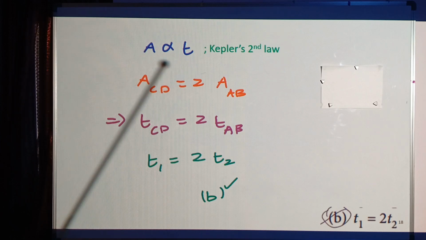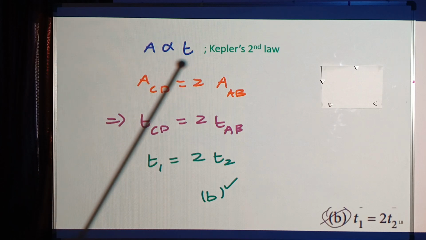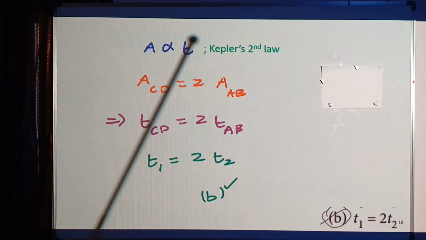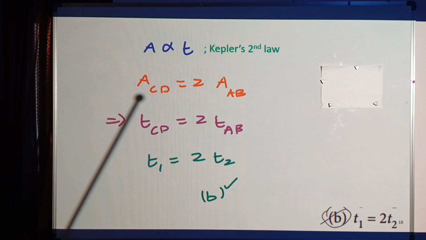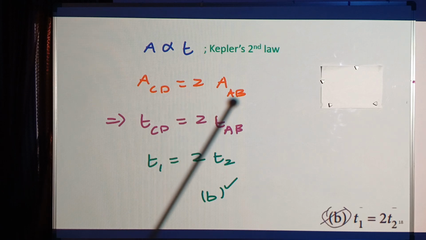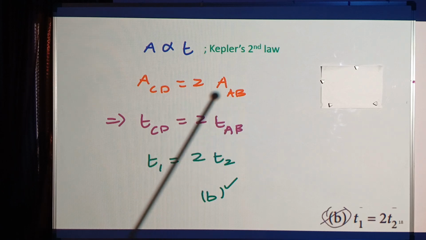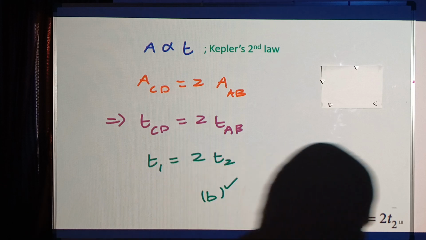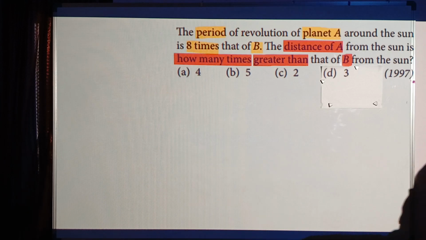So equal areas are swept in equal times. So area is proportional to time. If time is more, it will sweep more area. This is Kepler's second law. So the area to go from C to D is twice the area it covers when going from A to B. This is given in the question. So area is proportional to time, and the time to go from C to D will be twice the time to go from A to B. Let's move to the next question.